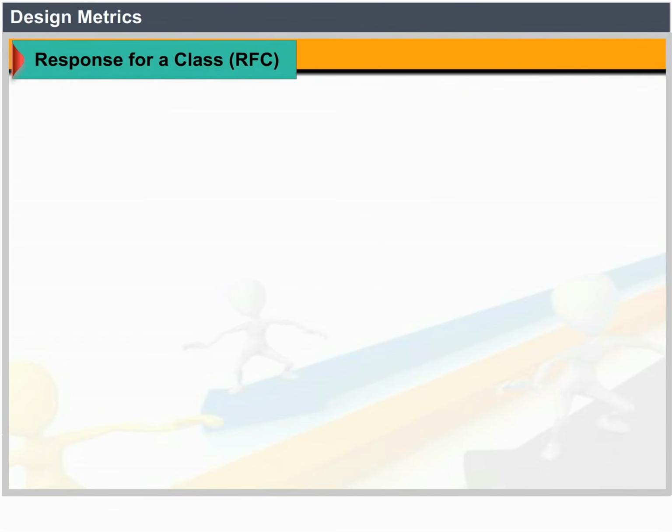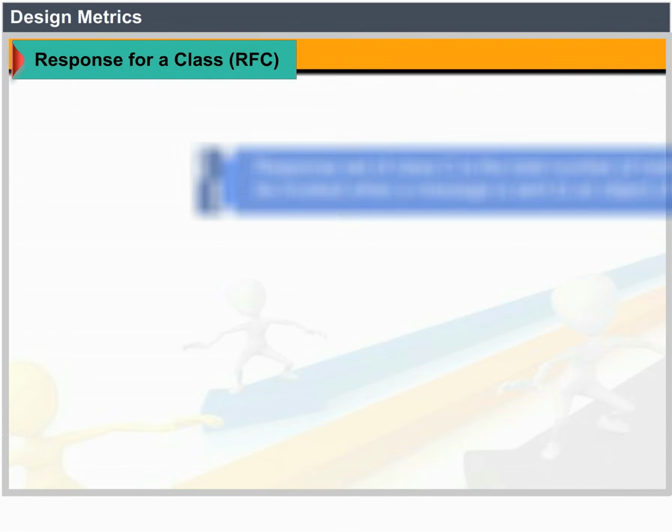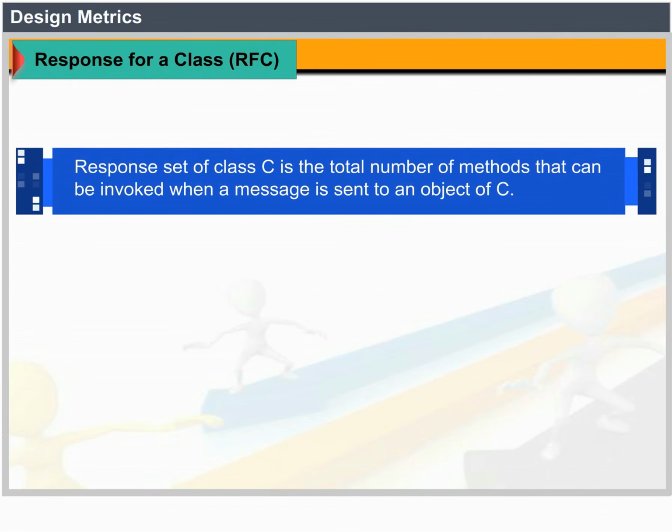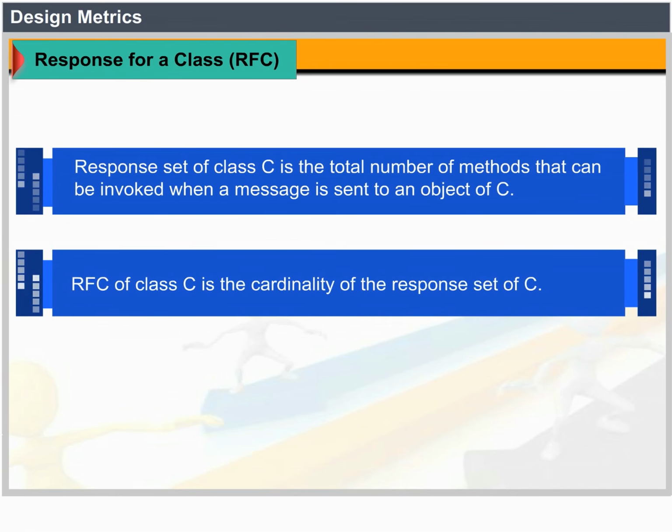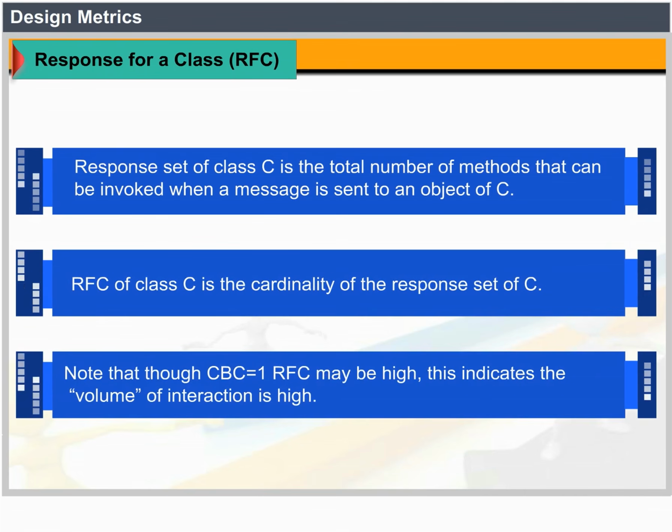Response for a class, RFC of C. The response set of class C is the total number of methods that can be invoked when a message is sent to an object of C. RFC of class C is the cardinality of the response set of C. Note that even when CBC equals 1, RFC of C may be high. This indicates that the volume of interaction is high.